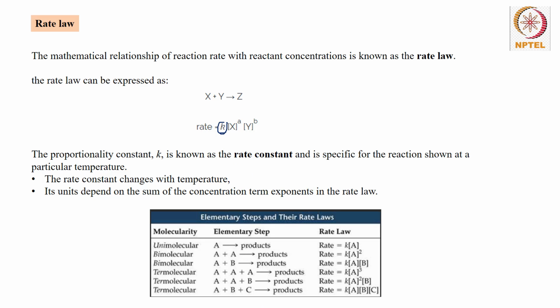So in case of different types of reactions, here the rate laws are given. If it is a unimolecular reaction, then the rate will be like this. An example of this one is SN1. If it is a bimolecular reaction, then that will be this one, because A plus A we are giving the product.